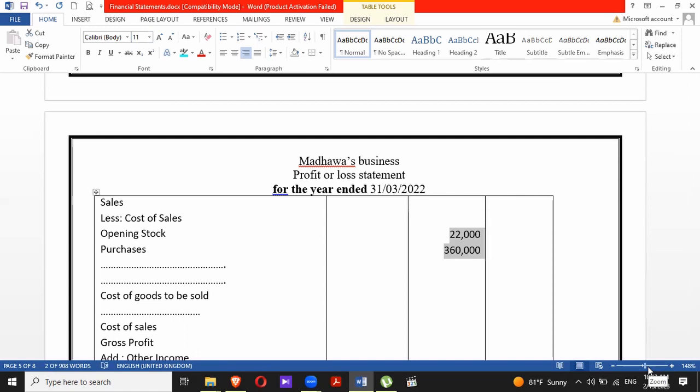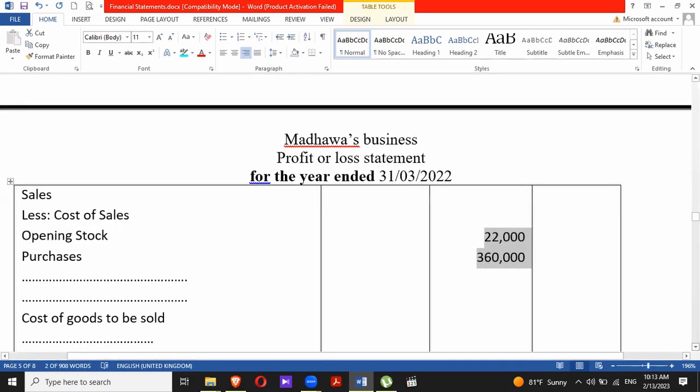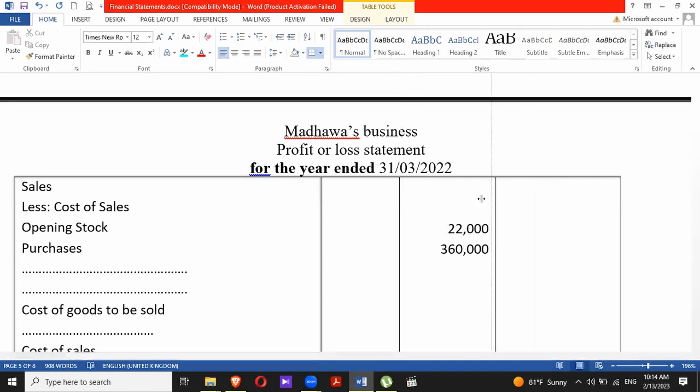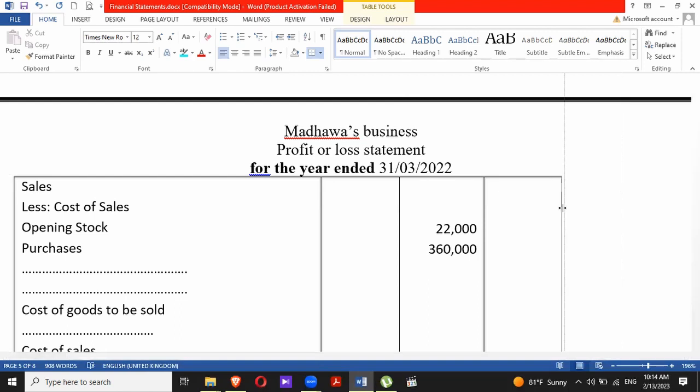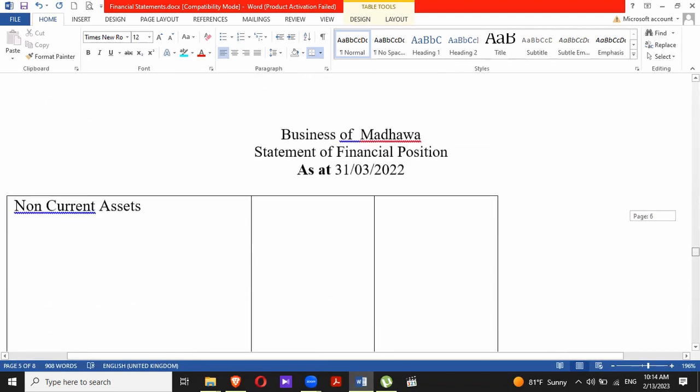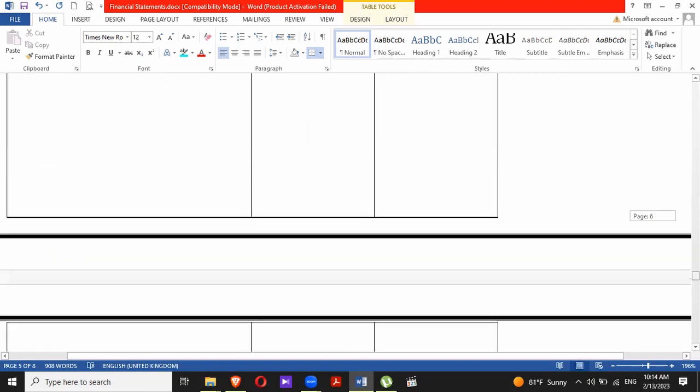Right. We'll see what is the next item. Now we have already recorded 2 items, that is cost of sales and opening stock and purchases, right? We'll see what is the next item. Now you can record, I have highlighted the things which come under profit or loss in yellow color, and in blue color, the things which should be included in the statement of financial position, right?